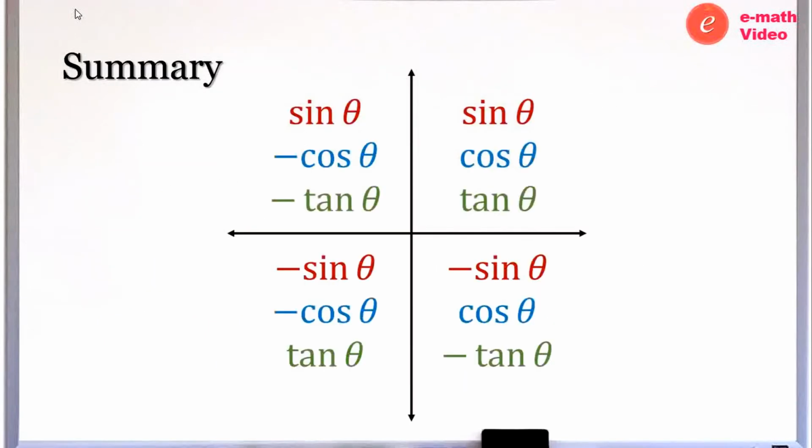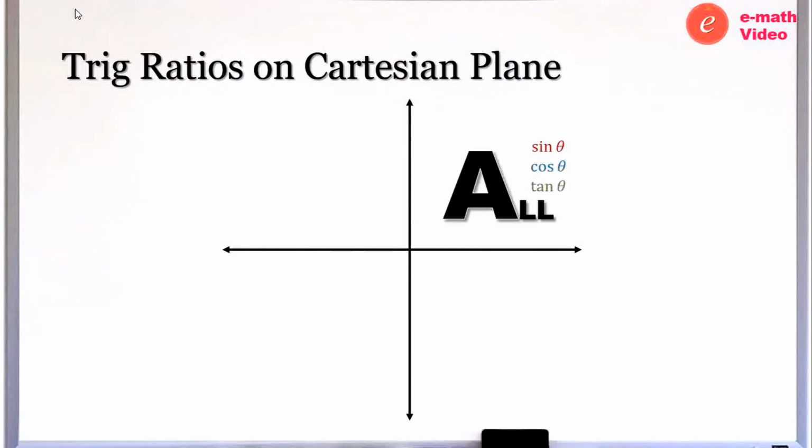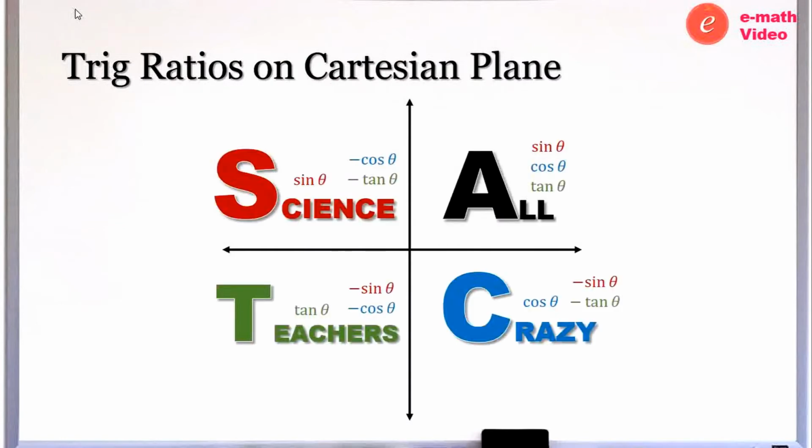If the angle landed on quadrant 1, all ratios will be positive. Quadrant 2, only sine is positive. Quadrant 3, only tangent is positive. And quadrant 4, only cosine is positive. In short, we have proven "All Science Teachers Crazy." When are we supposed to prove that? Isn't it already a fact?